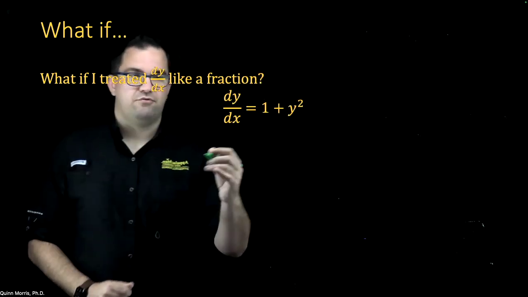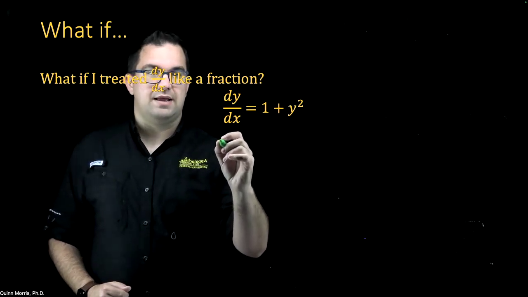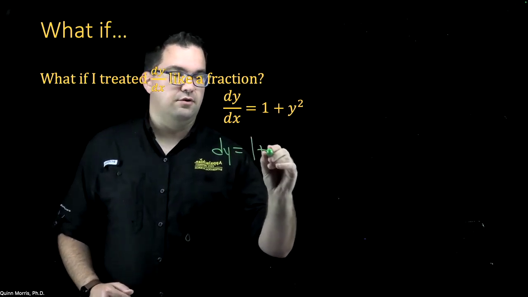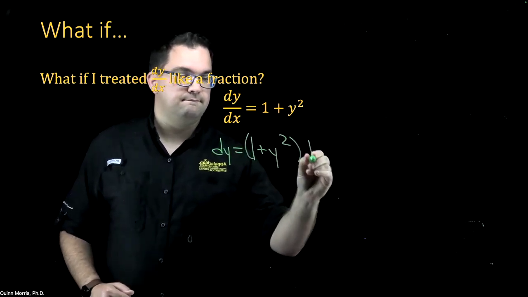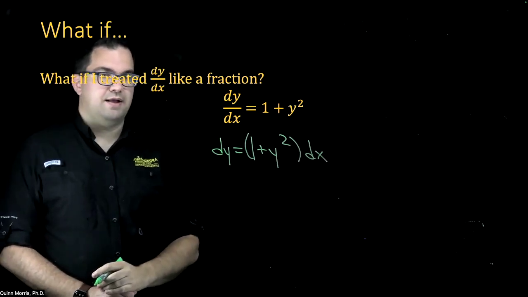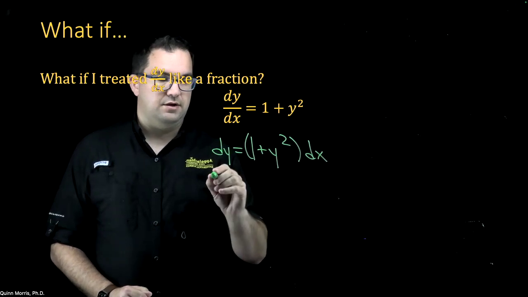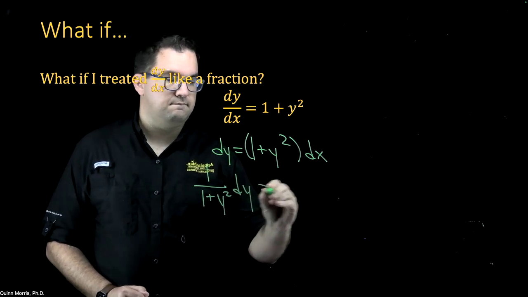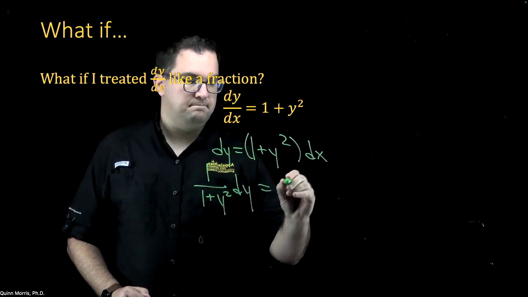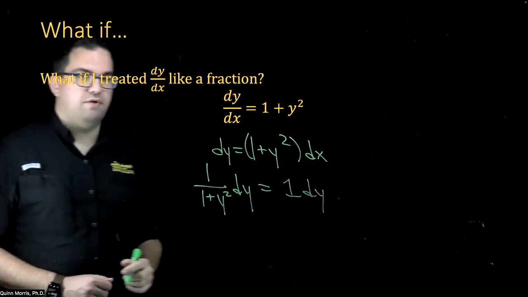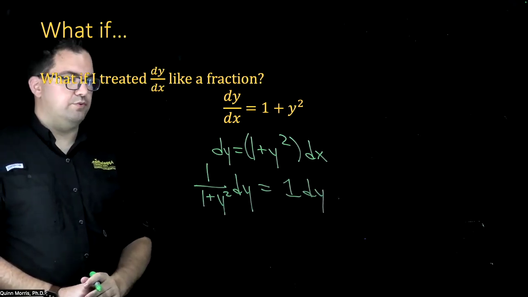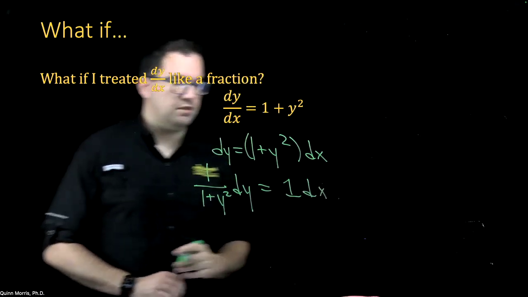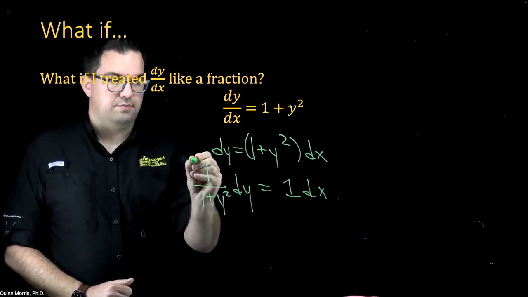So if I treated dy dx like a fraction, I could rewrite this so that I get all of my y stuff on one side and all of my x stuff on the other. Just multiplying both sides by dx would give me this. Then I could divide this over. So dividing both sides by 1 plus y squared would give me this. Oh, sorry, this should be a dx. And then I could just integrate both sides.